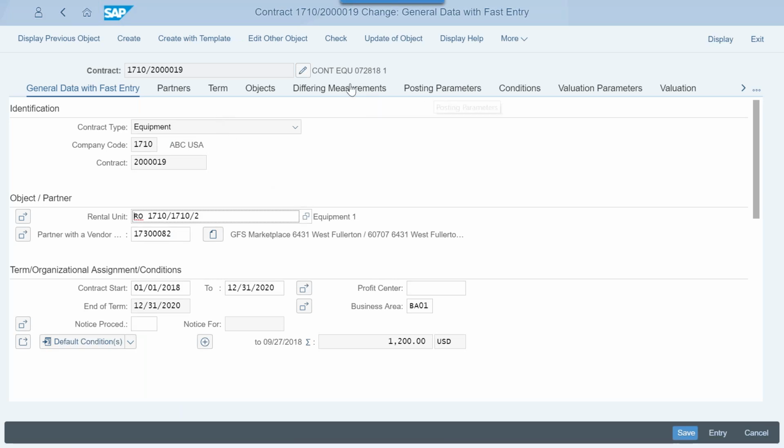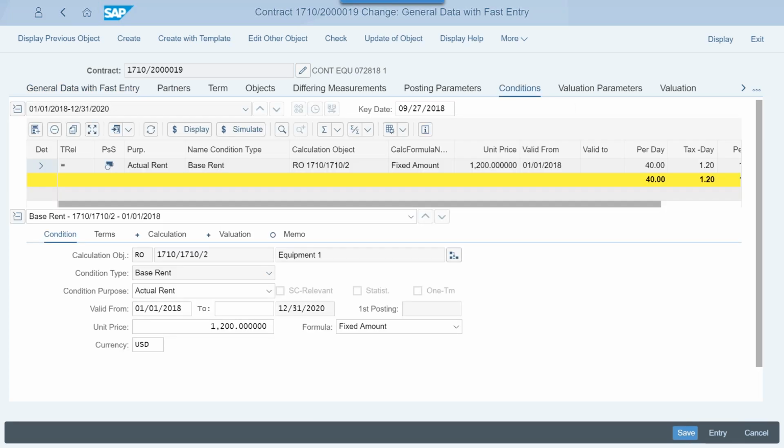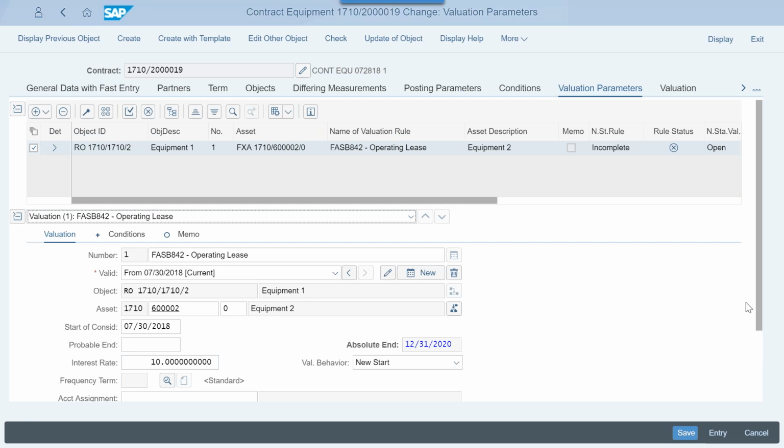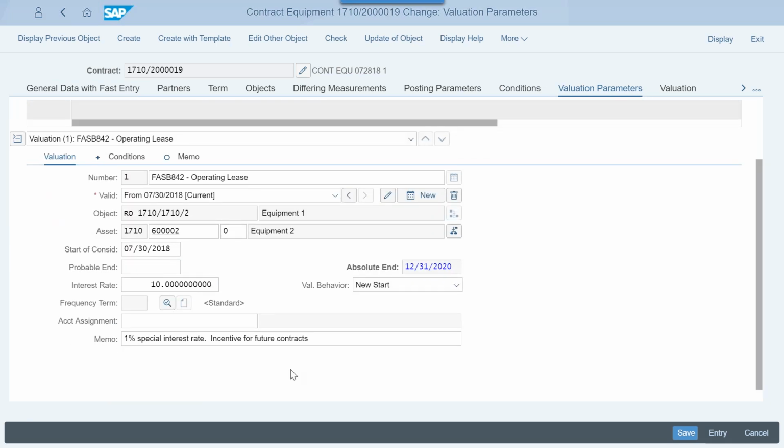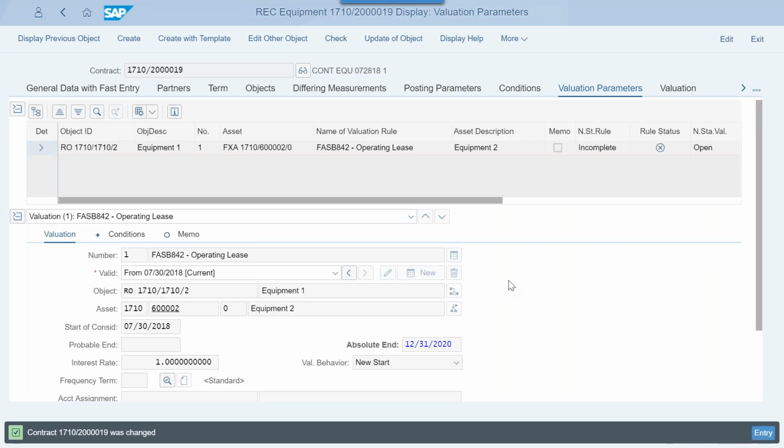If I go to the conditions and then the valuation parameters, I do see that it is in there as 10%, but I have a memo here that it was supposed to be 1%. It's an incentive for future contracts. So that was indeed an error. I'm going to change that to 1% and save my entry there.